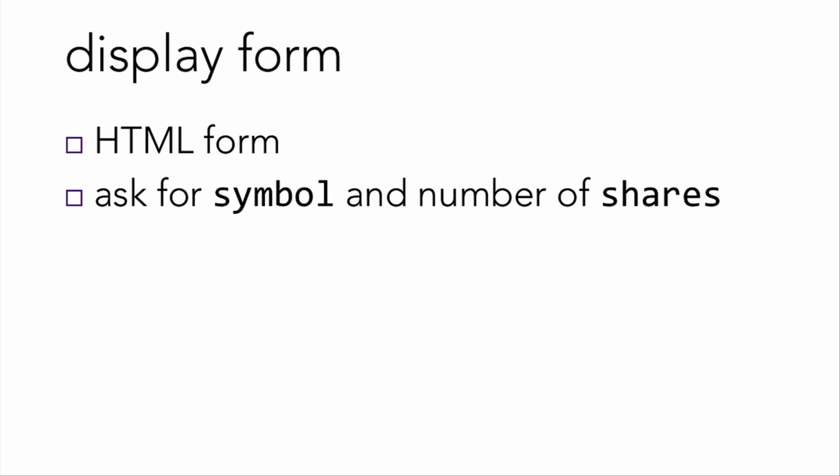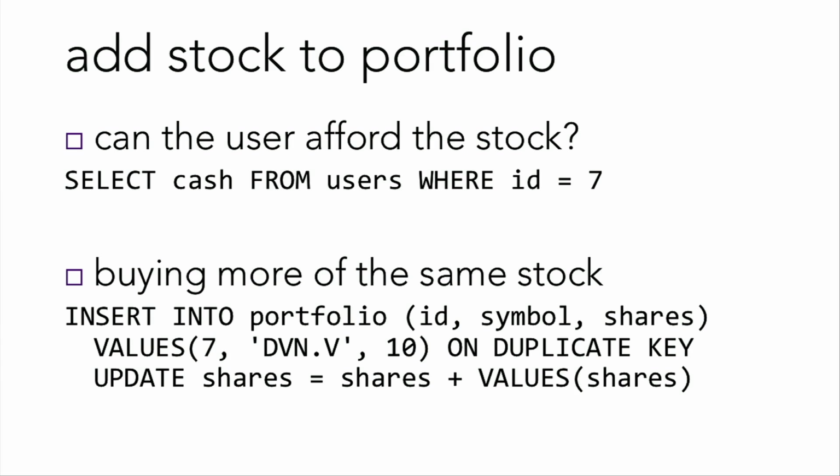Now, the buy form template, that's old hat by now. It's going to be an HTML form that can ask for the symbol and the number of shares of a stock. Then let's add that stock to the user's portfolio. Well, first we need to check whether the user can afford the stock, right? So if you select cash from users for a particular user's ID, then you can check that cash to see if they can afford all of the stocks that they want.